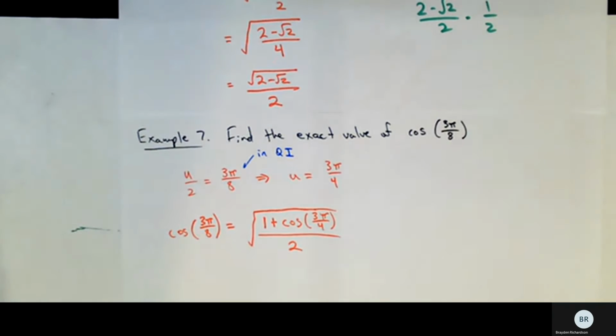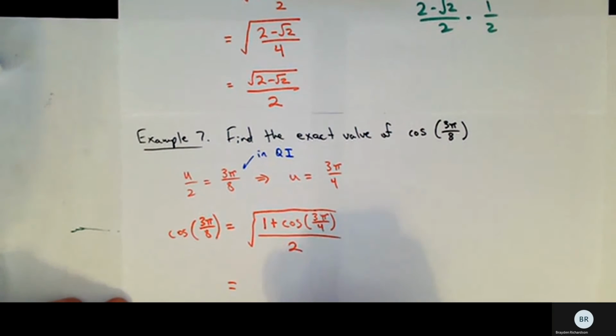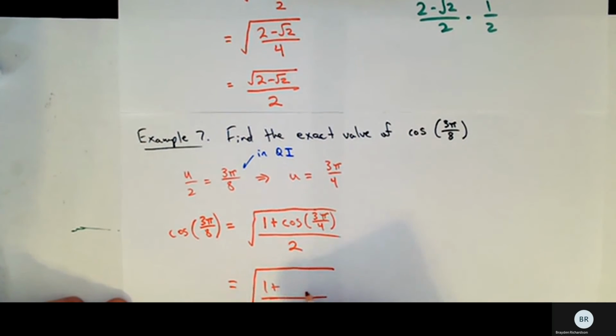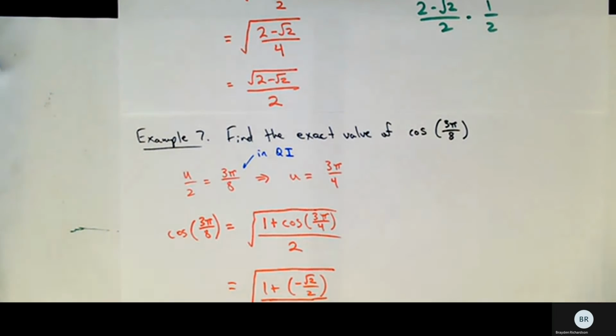How do I know that? Well, 3 pi over 8, it's less than pi over 2, right? So it's got to be in quadrant 1. It doesn't pass that y-axis. Now, I also know that cosine of 3 pi on 4 is negative square root of 2 over 2. So that ends up in there.